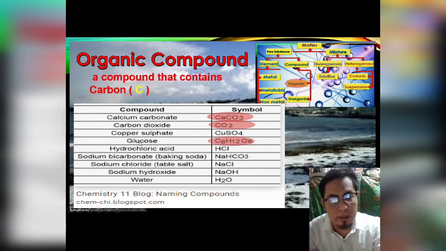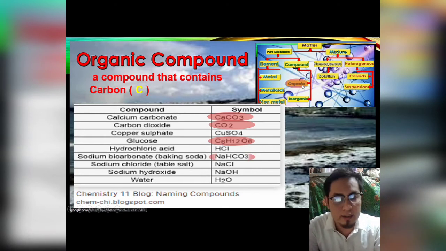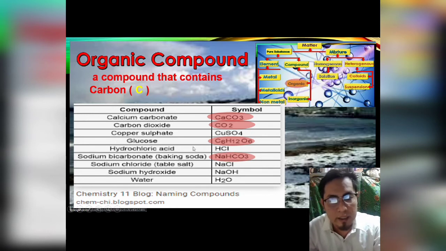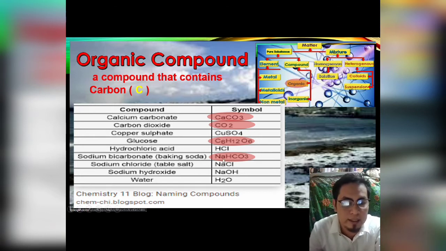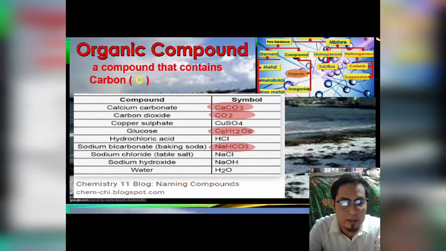Next, we have glucose, or simply known as simple sugar, C6H12O6. This C is known as carbon, so we can consider it as organic. Hydrochloric acid, HCl, is not an example of organic. Why? C here is followed by a small letter. This is not carbon, this is chlorine. Next is sodium bicarbonate, or simply known as baking soda, NaHCO3: sodium, hydrogen, carbon, and oxygen. That's why it is considered as organic.